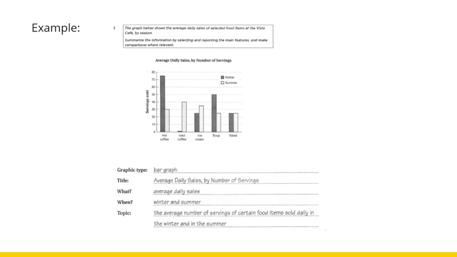So by finding these types of answers and keeping them in mind, it will be easier for you to write a topic sentence. For example, here I have a graphic type, bar graph, title, average daily sales by number of servings, and I have what happened, average daily sales, when, it's winter and summer, and based on the information I have, now I have my topic sentence. The average number of servings of certain food items sold daily in the winter and in the summer. So that's how I can write my topic sentence, by determining the information I have on the graphic.